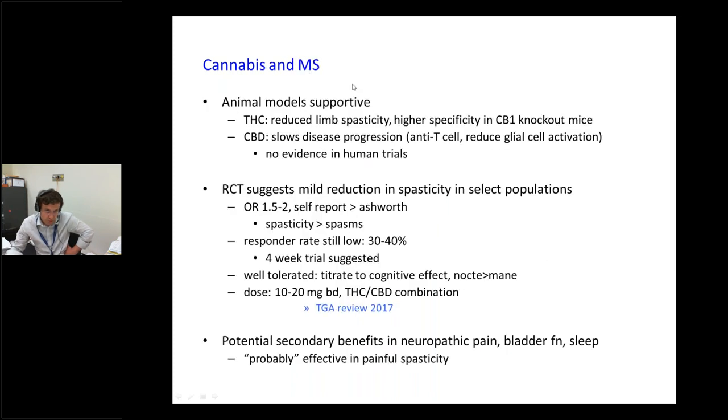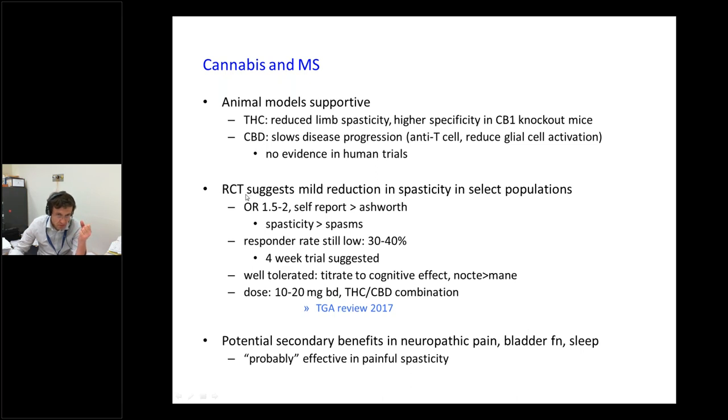Animal models are supportive in spasticity and in animal models of MS. The CBD component is anti-inflammatory, and it may slow the disease in one animal model in that it reduces this neural inflammation that may be part of MS, but there is no evidence in human trials. THC is what gets you stoned, CBD doesn't get you stoned, but this modifies it and works in a different way.